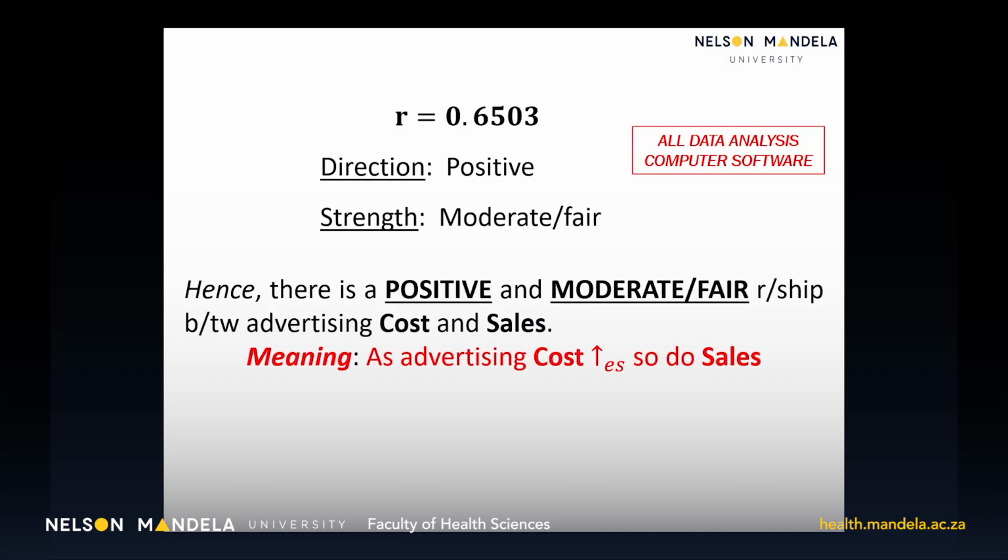So thus, I need to invest more money in advertising my product so I can get more money or more profit to my business. So all this information was obtained just looking at this number, 0.6503, this correlation.